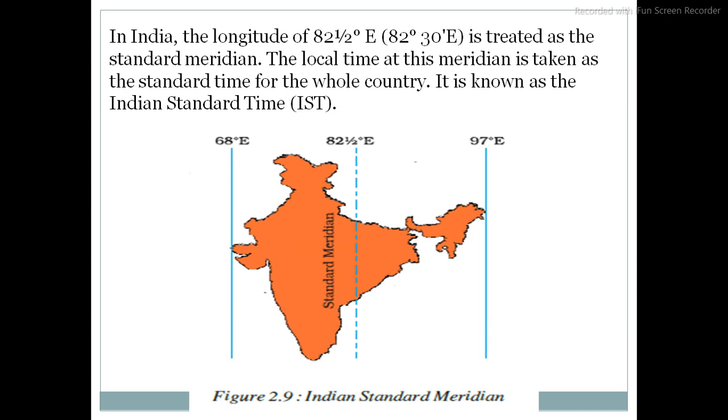How do we have to say it? 82 degrees 30 minutes east is treated as the standard meridian. The local time at this meridian is taken as the standard for the whole country. That's why it is known as Indian Standard Time, IST. It can be asked by the examiner in MCQs or one-sentence question answers. Indian Standard Time, IST. Here you are seeing the longitude. We are taking this longitude as the standard meridian.